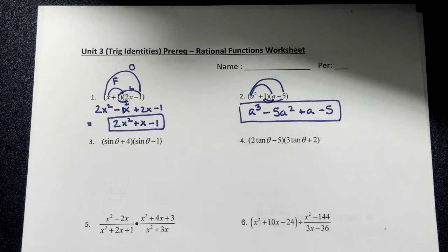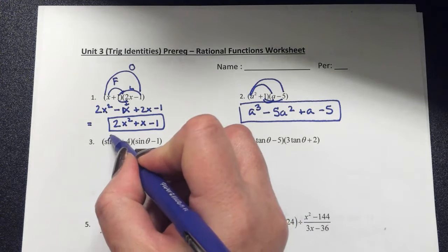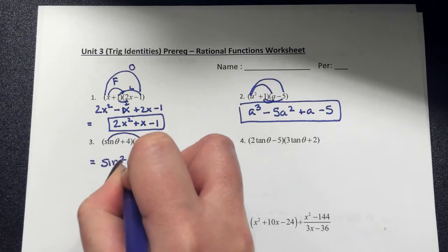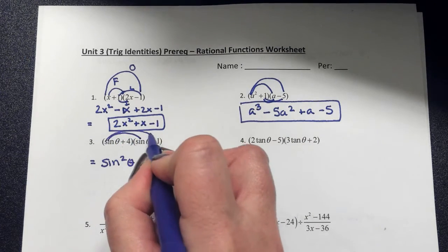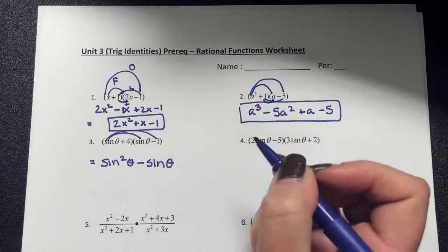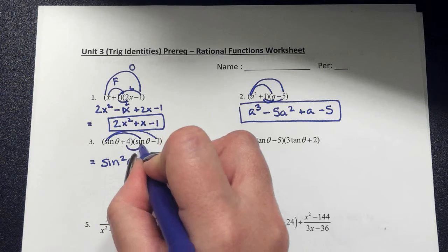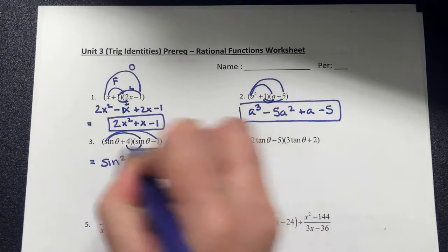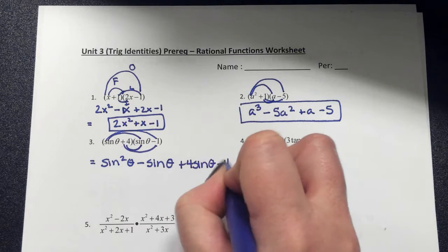So when you look at number 3 and 4, you're dealing with expressions that have trig functions in them, but you treat the sine or cosine, etc., just like an x. So when you multiply a sine times a sine, that's going to give you a sine squared theta. Sine theta times -1 is a negative sine theta, or -1 times sine theta. 4 times sine theta is a positive 4 sine theta. And then 4 times -1 is a -4.